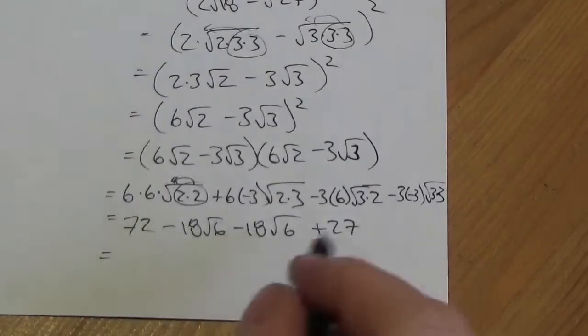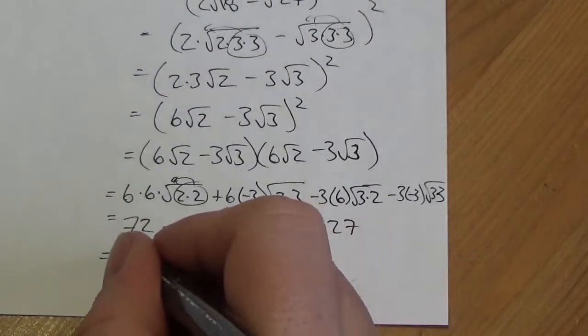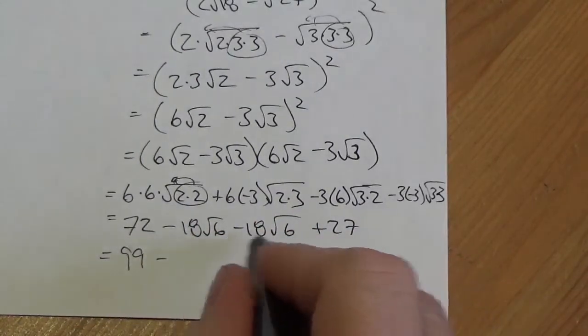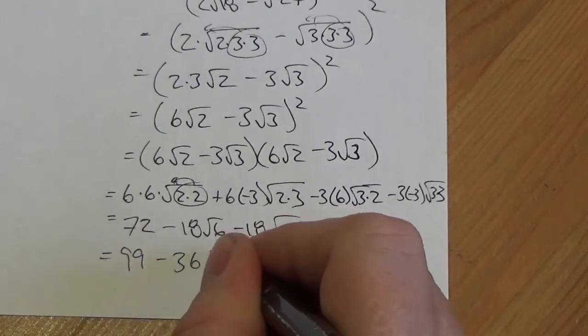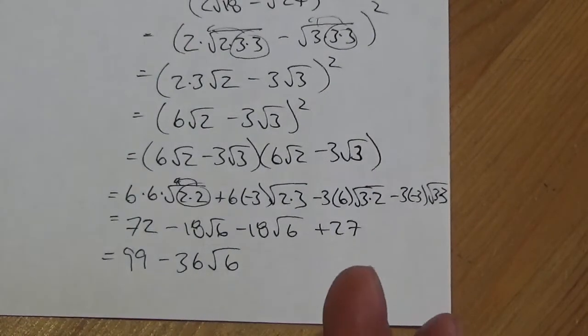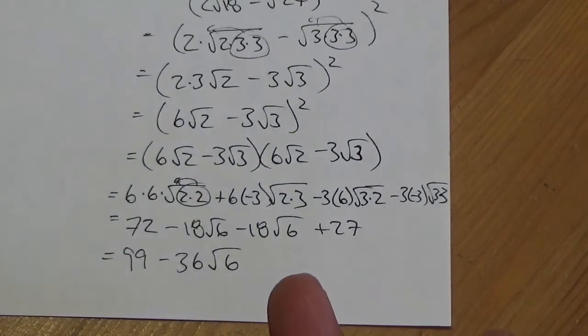Okay, and putting together like terms, 72 and 27, well that's awesome, that's 99. And then negative 18 root 6 minus 18 root 6 will be negative 36 root 6. And there you go. So there's a bunch of work involved with that. But I'm hoping that you're seeing that even as the questions get a little bit more complicated, they're really just getting longer. But what we're doing is the same thing over and over and over again.